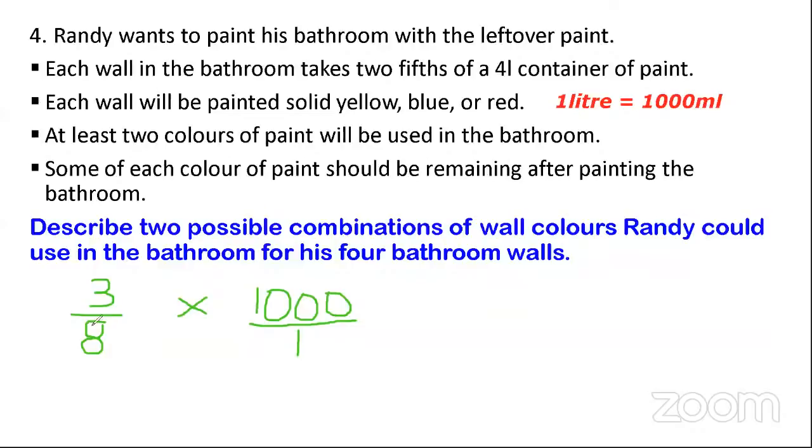Because 8 can go into itself without leaving a remainder. So let's try. 8 into 8 goes one time. And 8 into 1,000 goes how many times? When you divide 8 into 1,000, what do you get for your quotient? Looking for your responses in the chat.